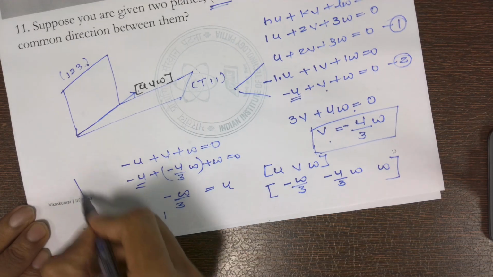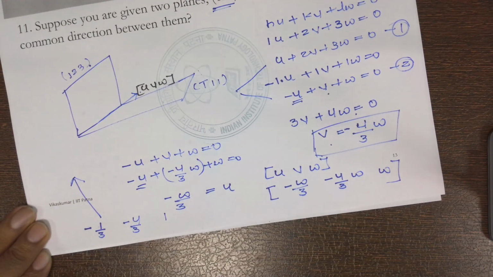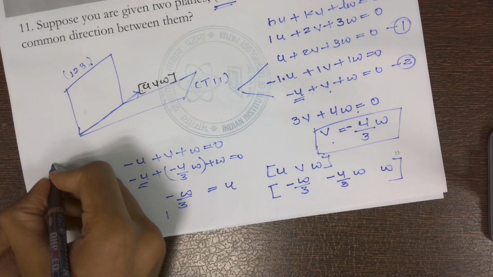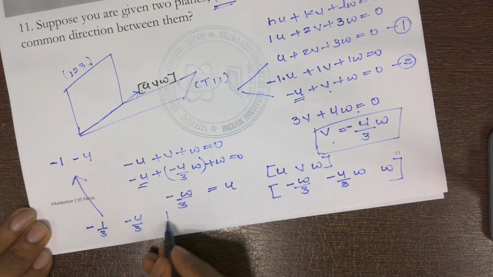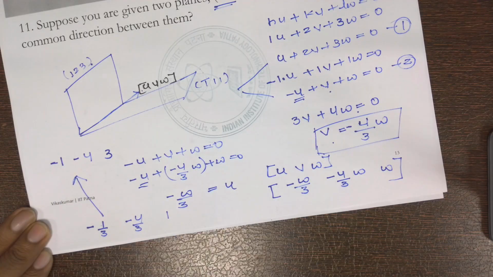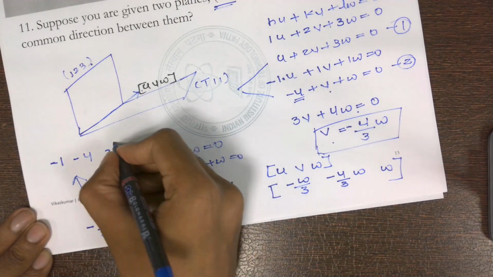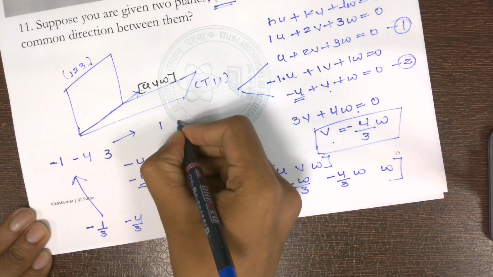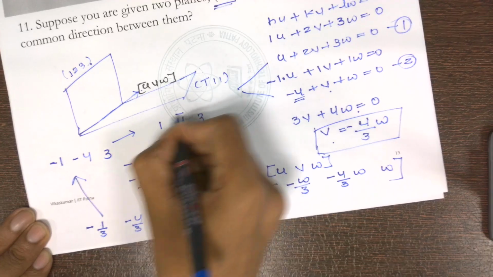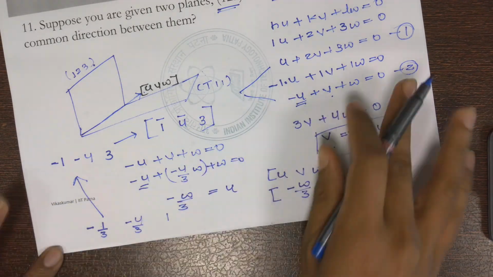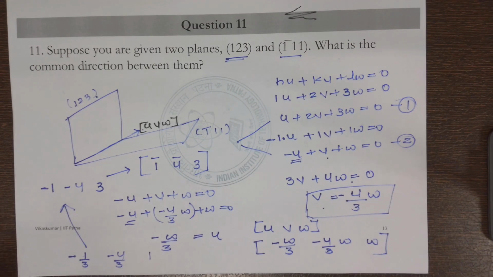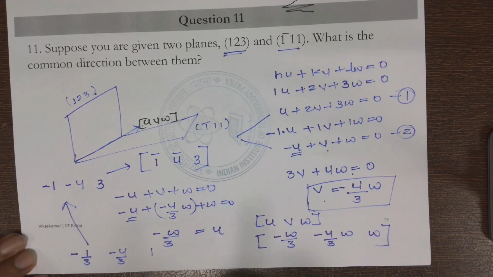Again we can reduce it further. We'll multiply all of them with the 3. So what we will get? Minus of 1, minus of 4 and then 3. We can represent it like 1, 4, 3 bar. Okay, so this is how we have to do.